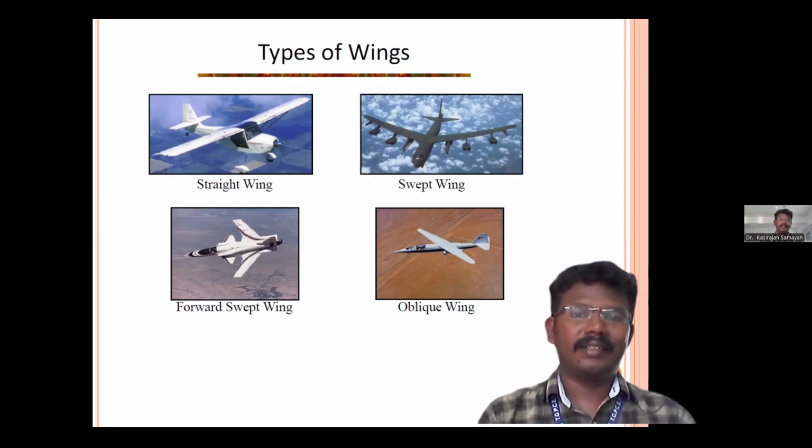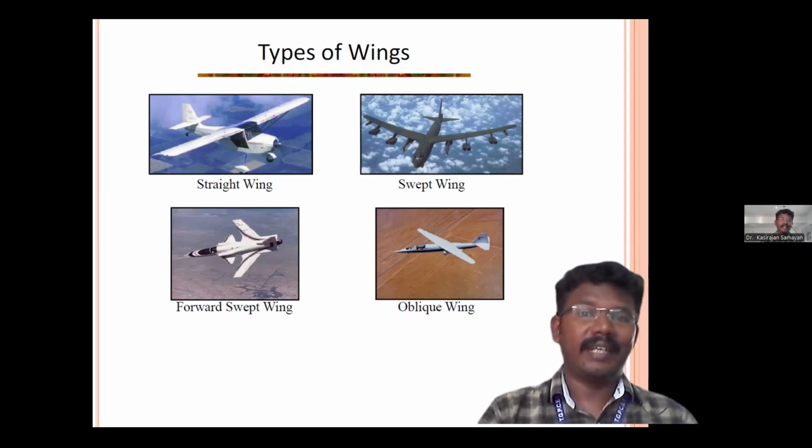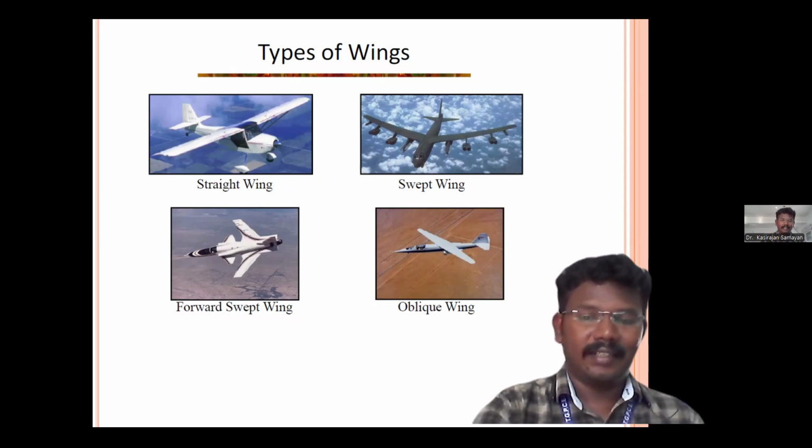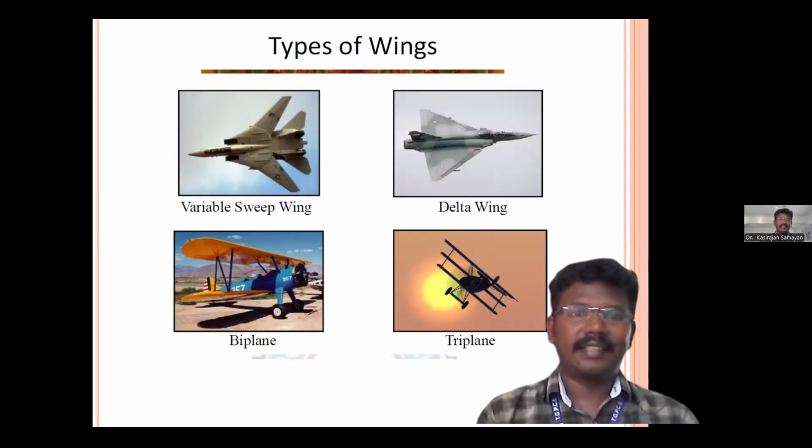And the fourth picture shows the oblique wings. So from the four pictures, we can observe four types of wings. Not only four types of wings, many types of wings are there. Again, we will see, check these pictures.